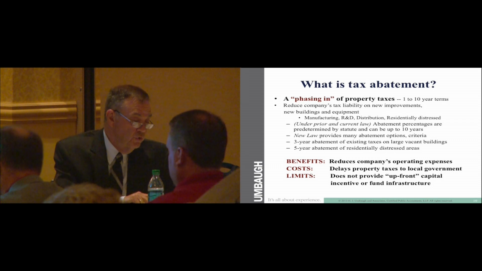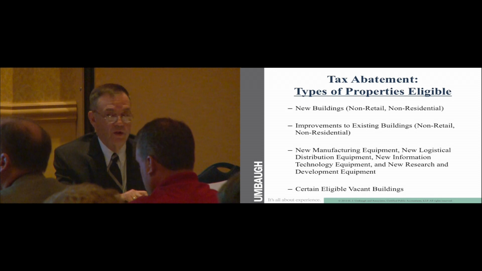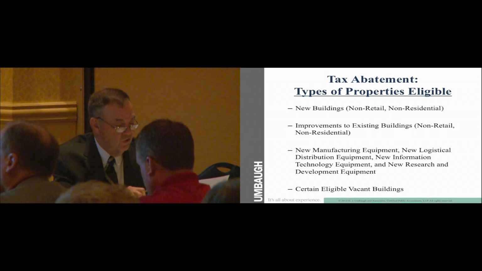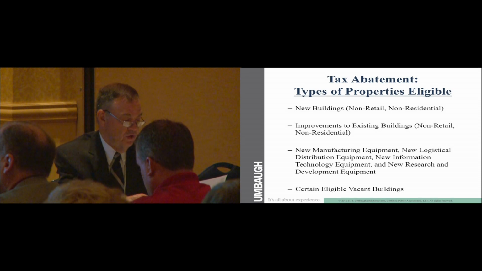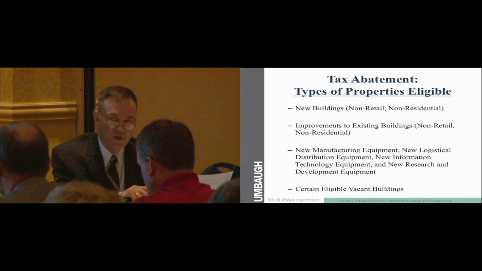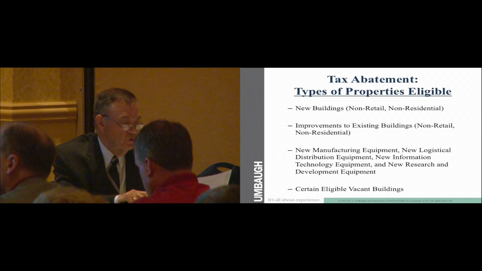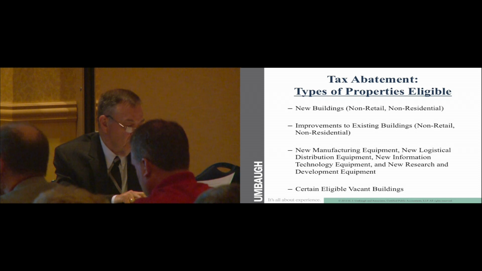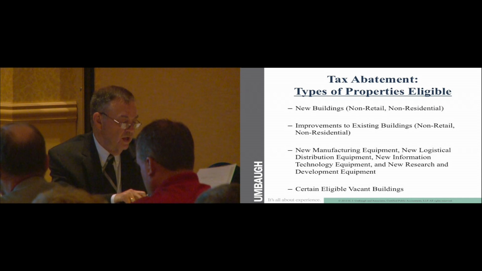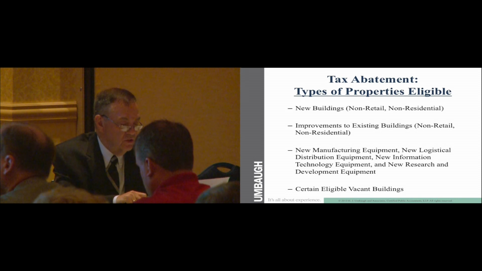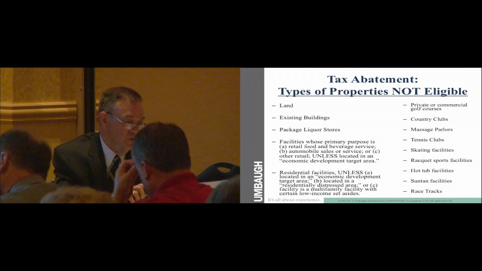Taxes can be abated on new non-retail, non-residential buildings. Taxes can also be abated on improvements to non-retail, non-residential existing buildings. A big addition, for example. On personal property, taxes can be abated on new manufacturing equipment, logistical distribution equipment, IT equipment, research and development equipment, and certain eligible vacant buildings. You cannot abate tax on land or on existing improvements.